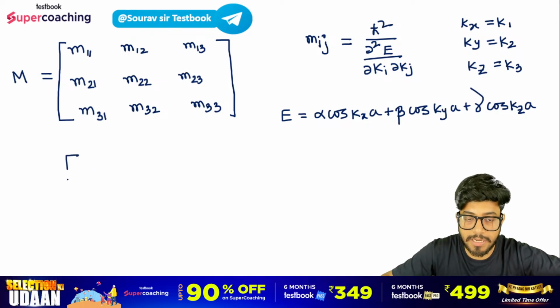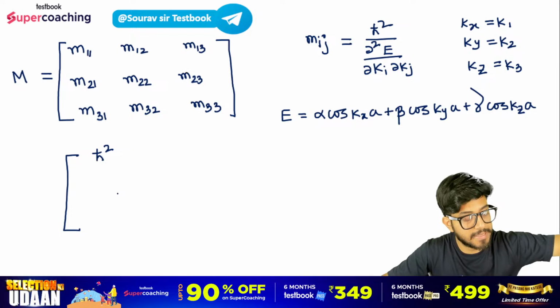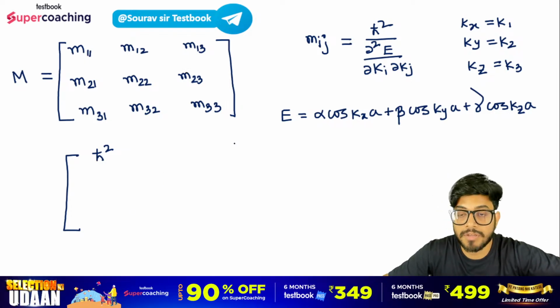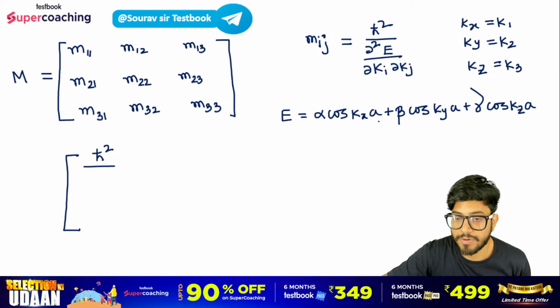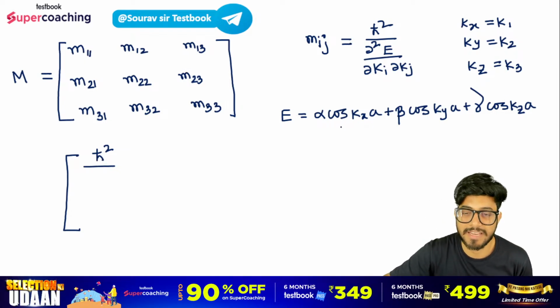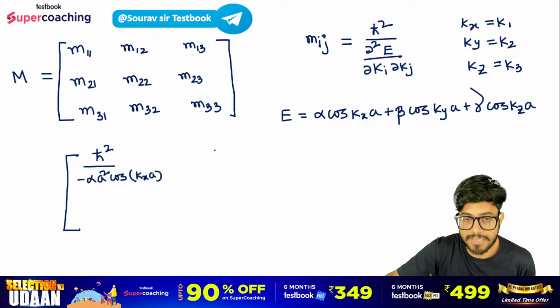This thing would actually become h cut square divided by, okay, Jani is there, very good afternoon. So h cut square divided by, you have to differentiate E twice with respect to kx. First time I differentiate this thing, this and this will go to 0, it will give me minus sin kxa into a. Then minus a square cos kxa again. So minus alpha a square cos kxa. That's all I can say.